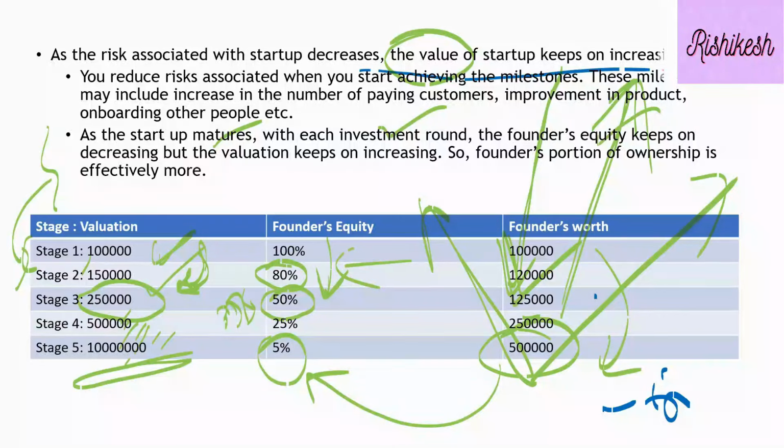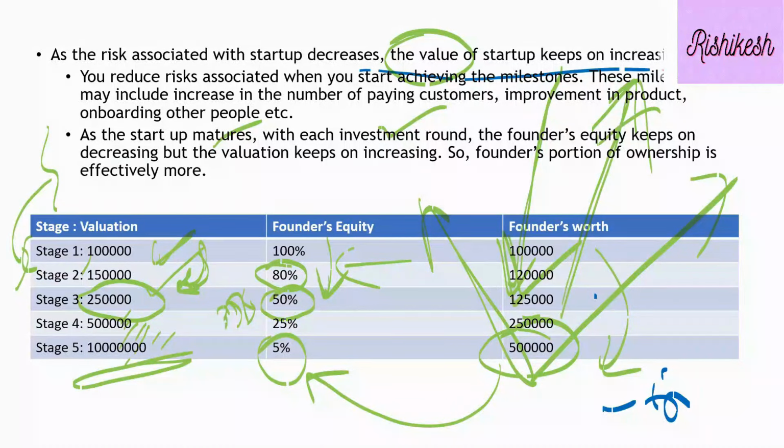So as a startup grows, as a startup matures, your valuation keeps on increasing. Your equity will decrease, obviously, because you will raise a lot of funds and you will sell some equity or ownership out of your own equity, but your worth keeps on increasing because the value of your startup keeps on increasing, right? So this is one thing which is very, very important.